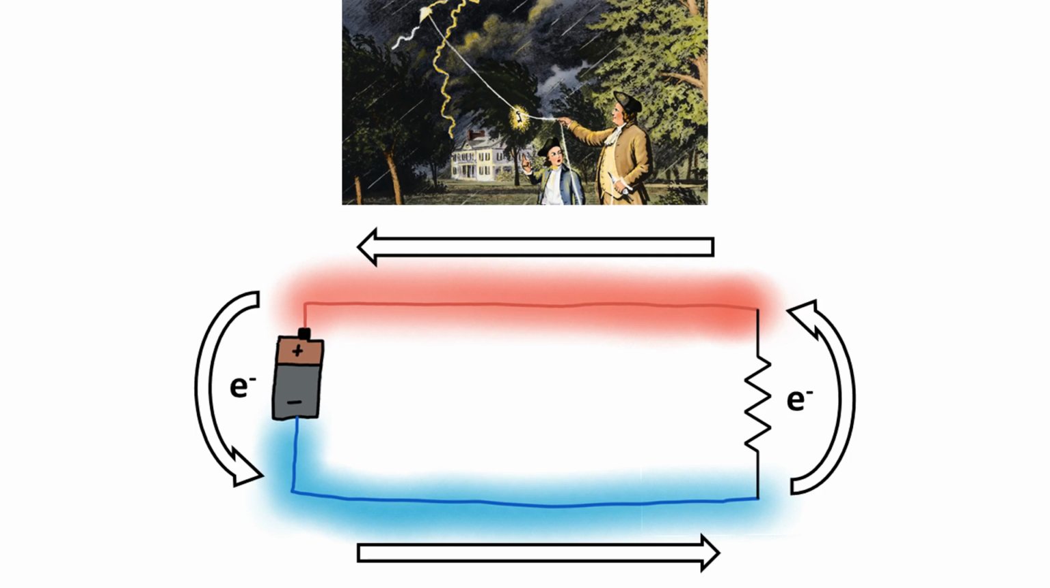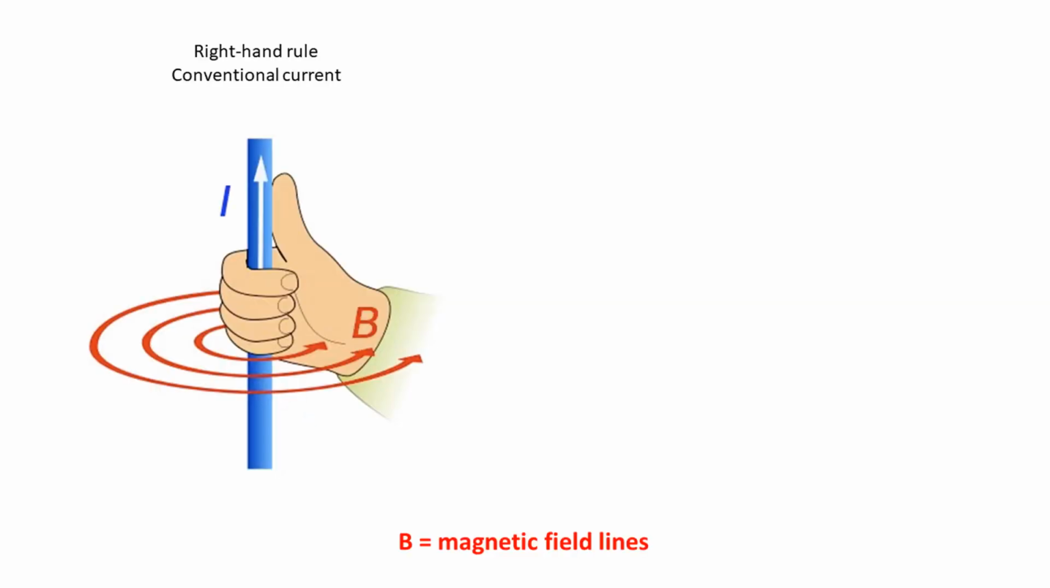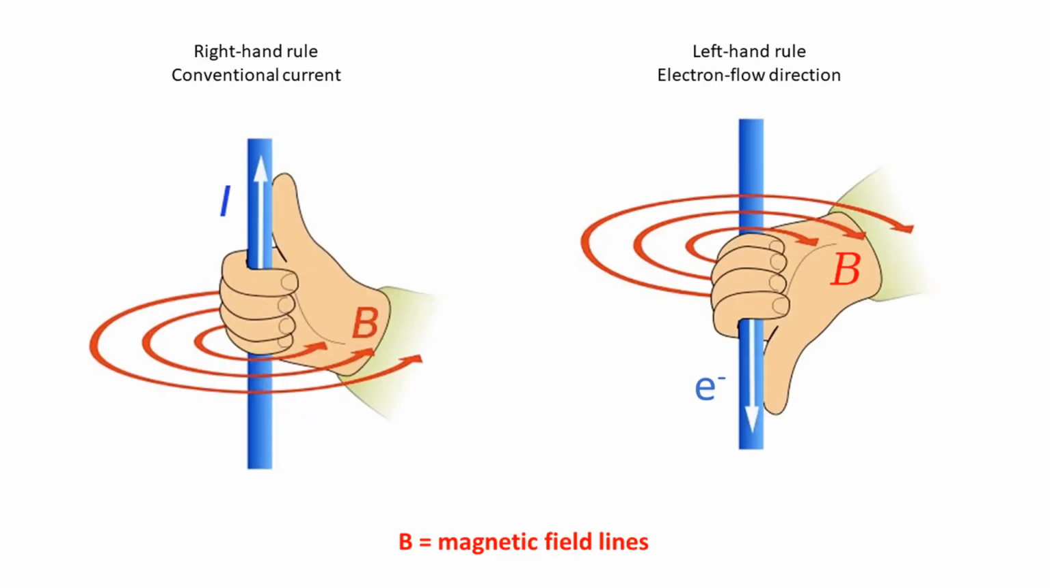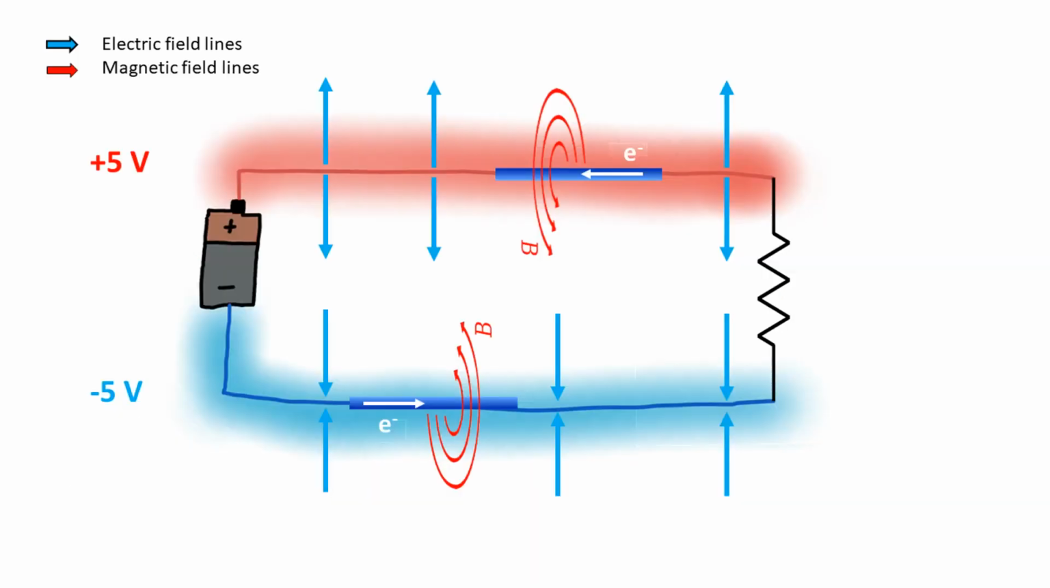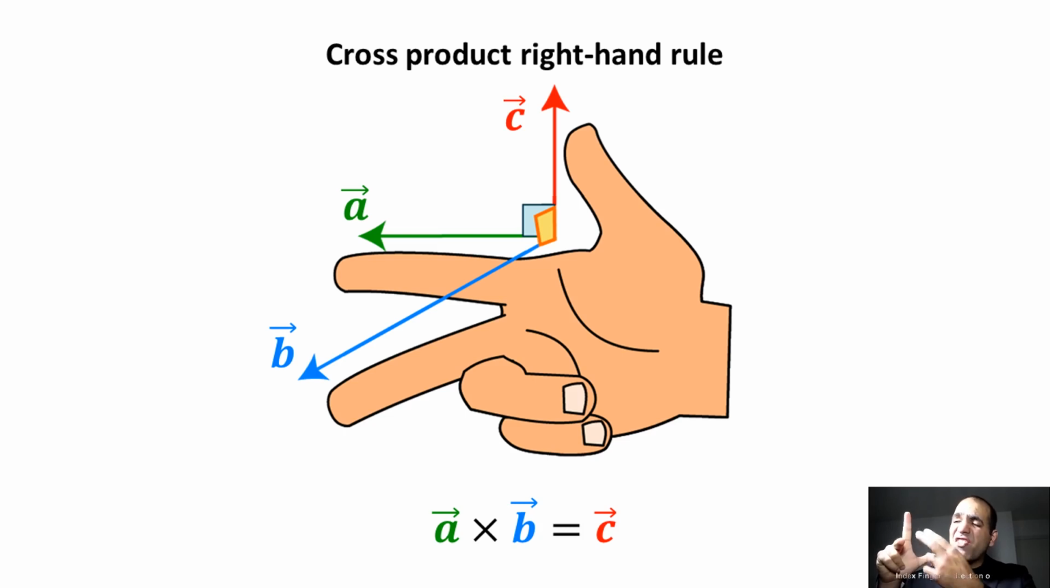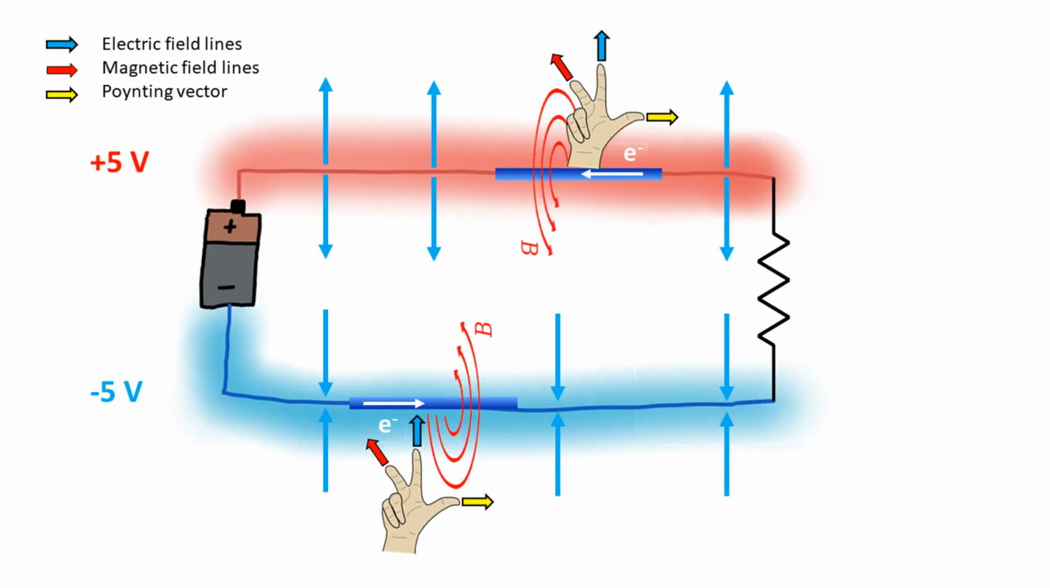Therefore, instead of pointing the thumb of your right hand in the direction of positive current, we shall instead point the thumb of our left hand in the direction of electron flow. Or, if that hurts your brain, then continue using the right-hand rule and just make sure that you convert from electron flow to conventional current flow for these next examples. So with our left-hand rule, we can draw in the magnetic field lines as well. Lastly, we use the cross-product right-hand rule to determine the direction of the Poynting vector.